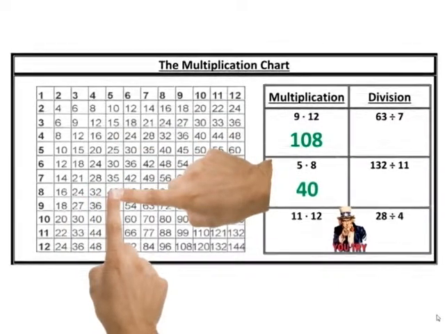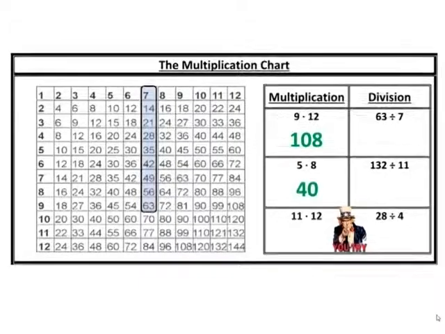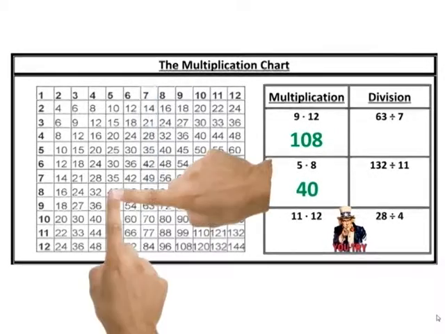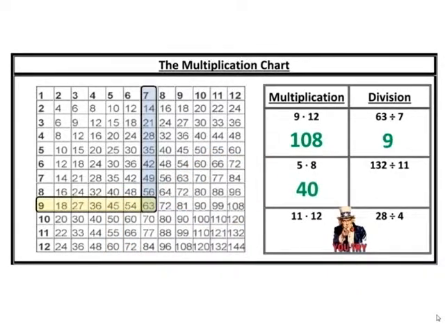For division, to find our quotient, we start at what we are dividing into smaller groups. In this case, 63. 63 divided by 7. I highlighted or circled straight up to the 7. Now I need to go straight over to the left to find 9, which is our quotient.